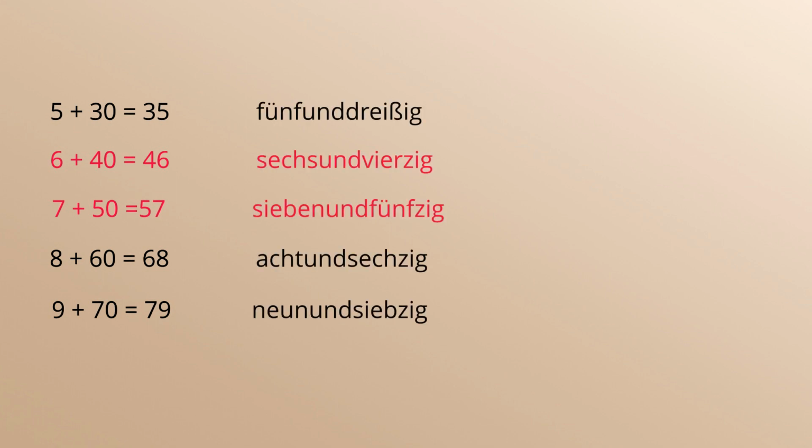Five plus 30 is 35. 6 plus 40, 46. 7 plus 50, 57. 8 plus 60, 68. 9 plus 70, 79.